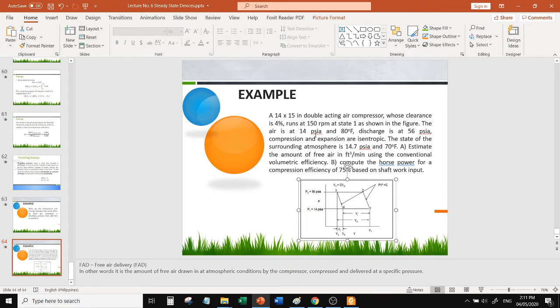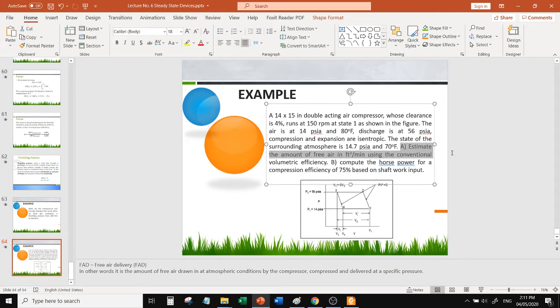The air is at 14 psia and 80 degrees Fahrenheit. Discharge is at 56 psia. Compression and expansion are isentropic. The state of the surrounding atmosphere is 14.7 psia and 70 degrees Fahrenheit.